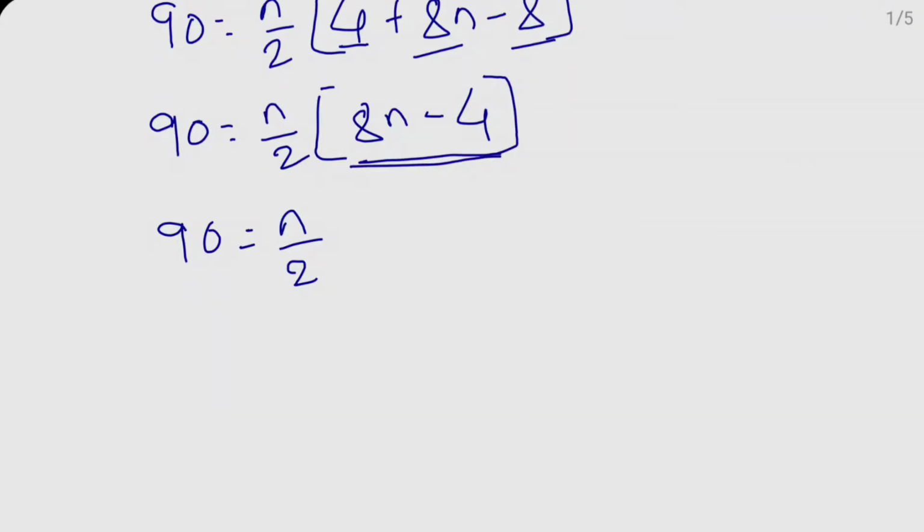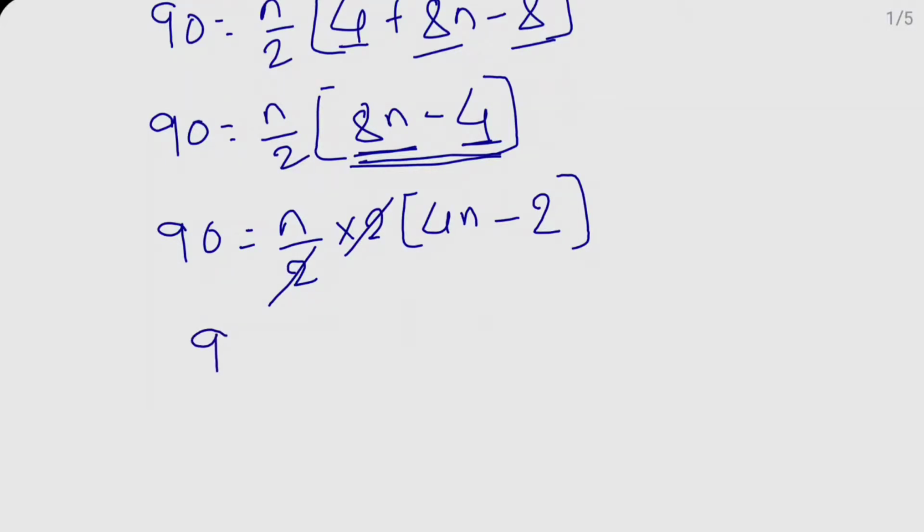In these two terms, 2 is common, so take outside, 2 comes, so 8n becomes 4n. 2 into 4n is 8n, right? Minus, so in that 4, 2 comes outside, remaining 2. 2 into 2 is 4. Any doubt? And now here 2 gets cancelled, so write down the remaining terms. Here is 90 and this equal to n into 4n becomes 4n square, and n into minus 2 is minus 2n. Any doubt here?